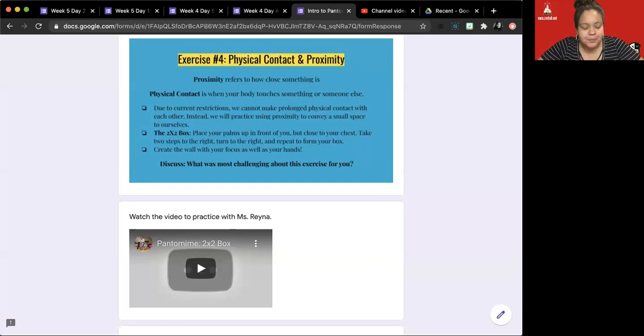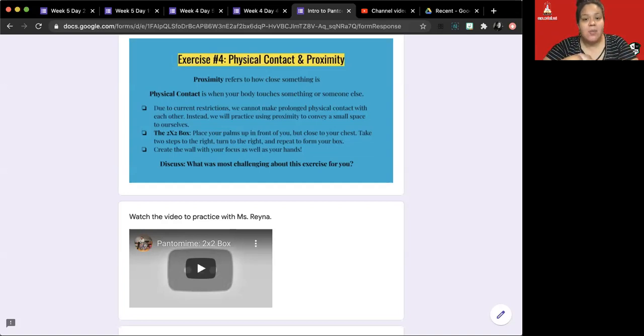And so physical contact is very important with pantomime because it lets the audience know what objects are close to you, what objects or people might be touching you, as well as proximity. Proximity, when it comes to pantomime, is talking about how close to you something is. So those two things go hand in hand, right? Because if it's touching you, that means it's close to you.